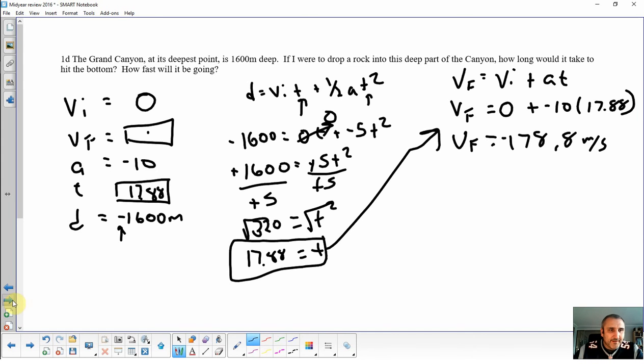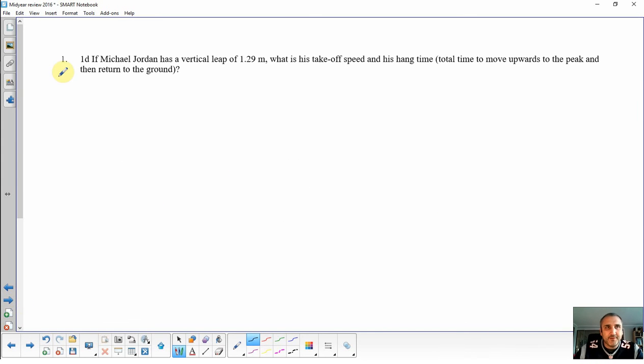Next up, on the paper it's number 10, but on this it's 1, whatever. If Michael Jordan has a vertical leap of 1.29 meters, what's his takeoff speed and his hang time? If you remember, hang time is the time up plus the time down, the total time he's in the air. Sounds to me like a job for VI, VF, A, T, D. Michael Jordan, once he jumps up, he is a projectile, which means A is going to be negative 10.